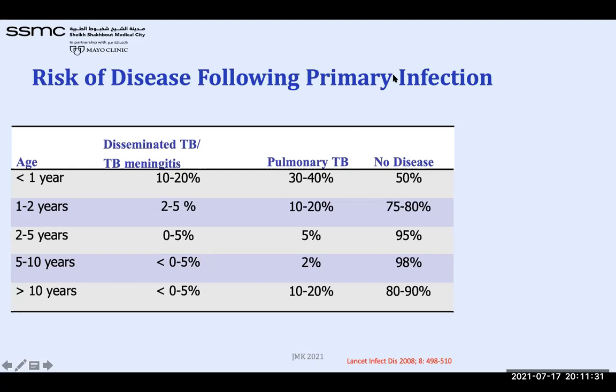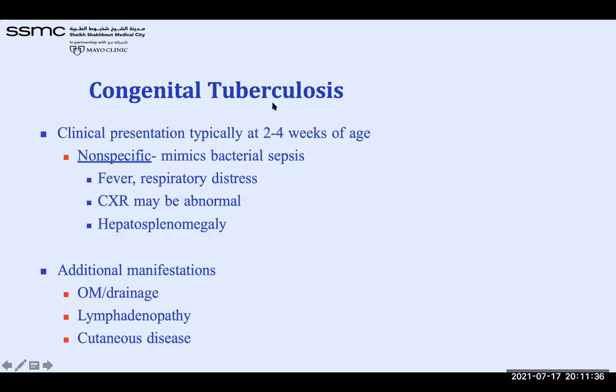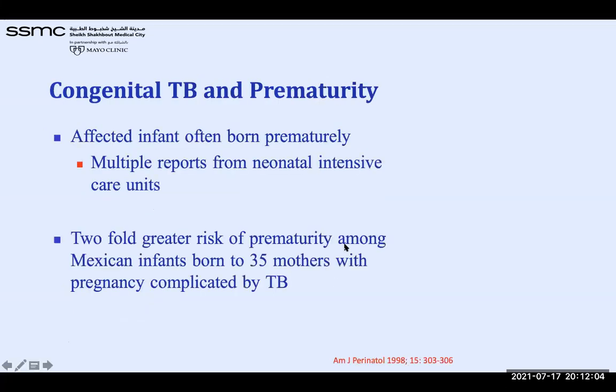The infectivity of a patient. Now, clinical presentation is typically at 2 to 4 weeks of age, non-specific, like bacterial sepsis: fever, respiratory distress, chest X-ray may be abnormal, hepatosplenomegaly is there. Additional features are otitis media, drainage, lymphadenopathy, and cutaneous disease. So these are the most common presentations in congenital tuberculosis.